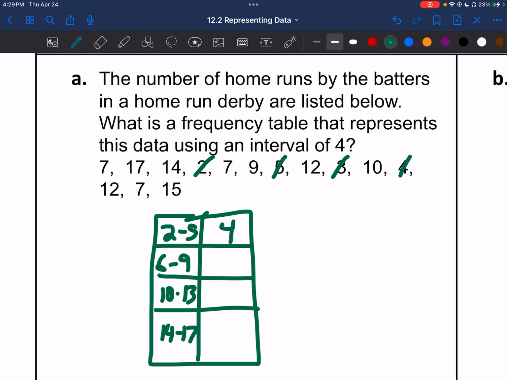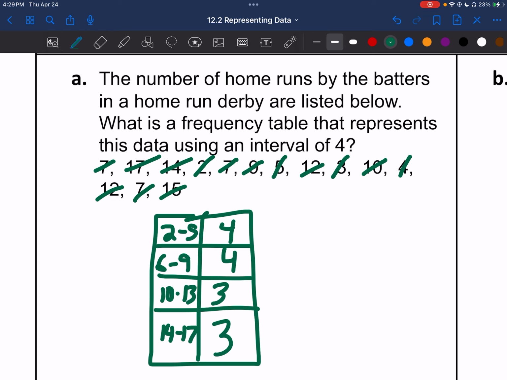How many do I have from 6 through 9? 1, 2, 3, 4. How many do I have from 10 to 13? 1, 2, 3. And how many do I have from 14 to 17? 1, 2, 3. So that is a representation.